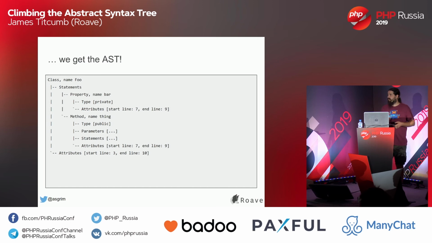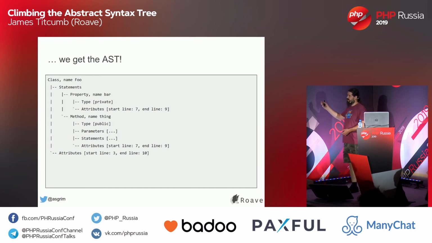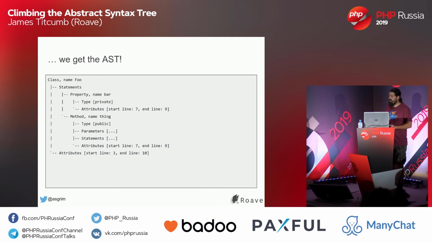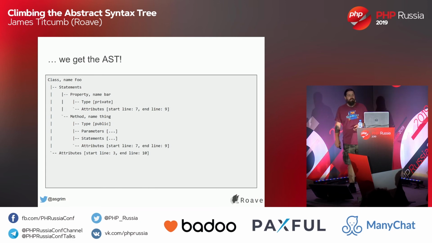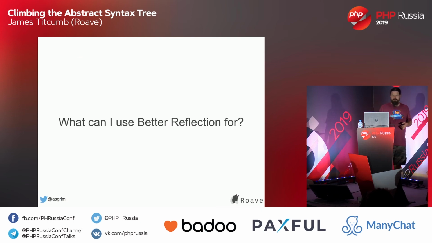What are the attributes of it? Well, it starts on line 7 and ends on line 9, and so on. The method node, you get your types, parameters, statements, all the attributes and metadata and things like that. So that allows us to do a lot of introspection and figuring out what's going on.